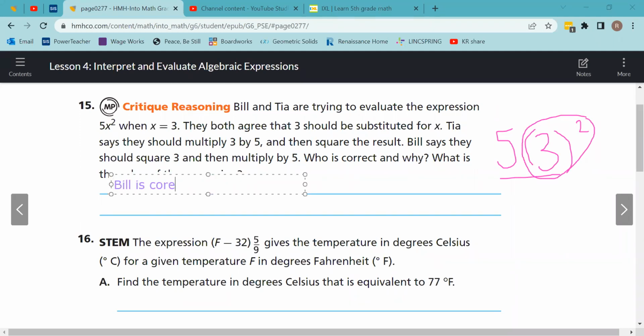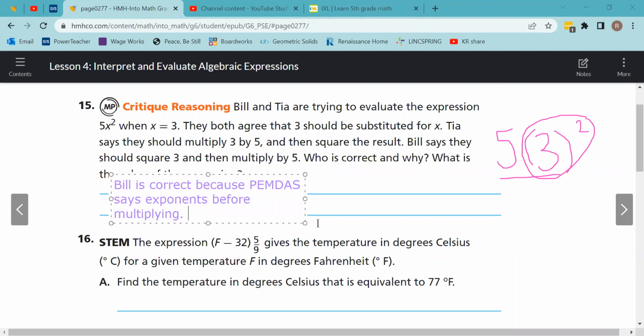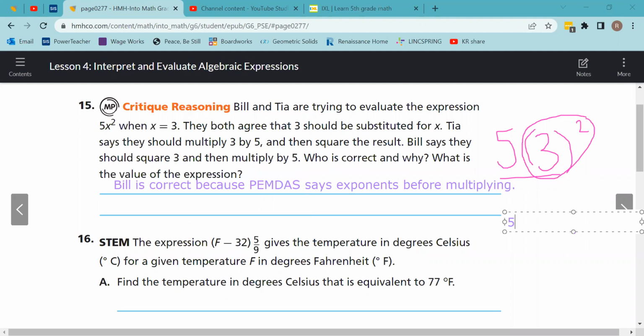So Bill is correct because he followed PEMDAS. PEMDAS says exponents before multiplying. And then we solve it here. So 5 times 3 squared. 3 squared is 3 times 3. And we really end up with 5 times 9, which we know is 45. So 45, do we have to label it? Nope. Just the answer, 45.